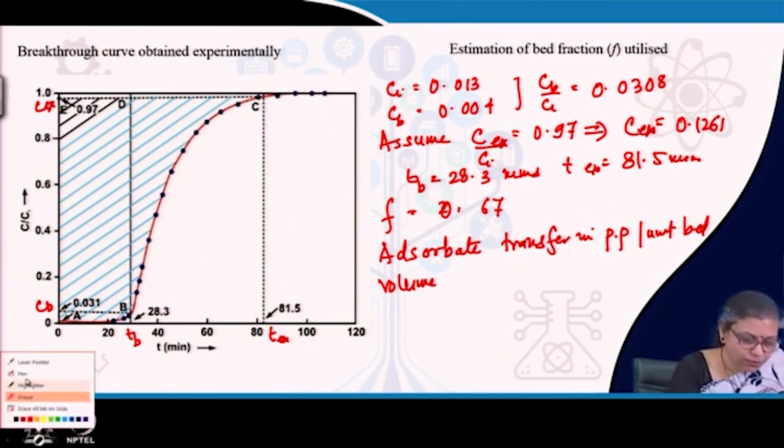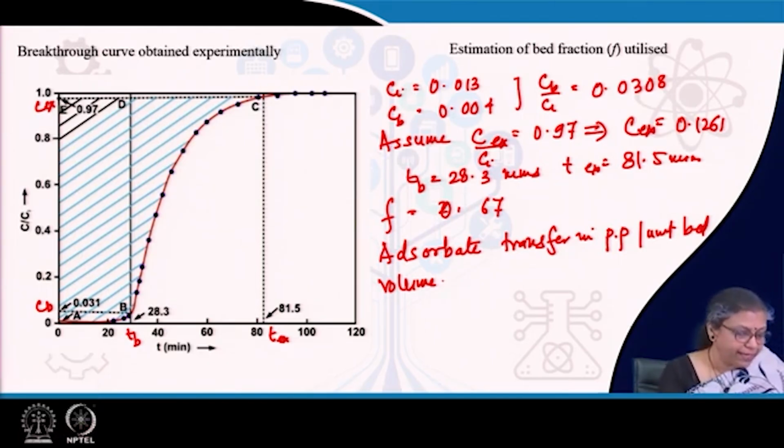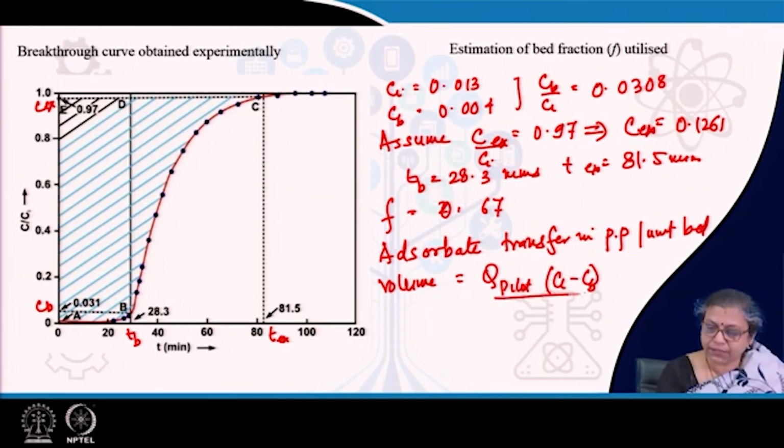So, therefore, how do I get this? This is naturally equal to Q_pilot (C_I minus C_B) divided by V_pilot. If you do this, you can check it up.